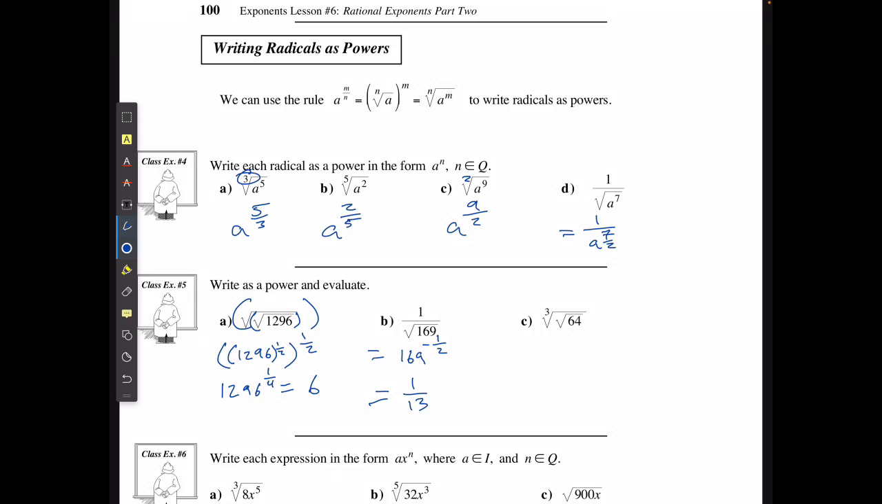For example C, it looks pretty similar to example A. This is the same as 64 to the 1/2 for the radical that's on the inside, and then when I apply the radical on the outside, it's all of that to the power of 1/3, which means that it's the same as 64 to the power of 1/6, which is actually just 2.